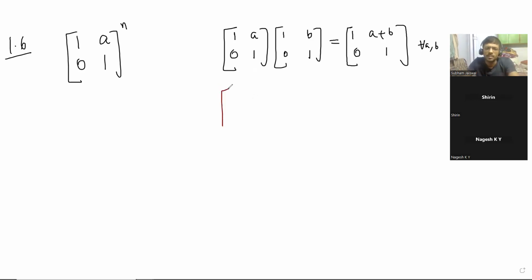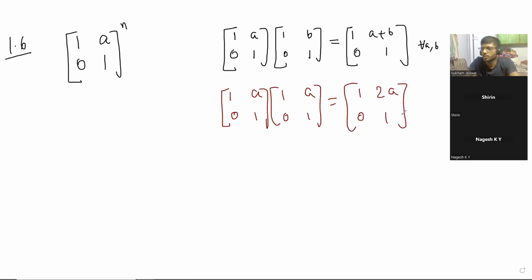So that's the thing. You put a equal to b because you can, and then you get, yeah, this is true. And now how do you compute this? Nagesh, can you just tell us how to compute this? As in what the answer is, or the steps? I think the steps are important.